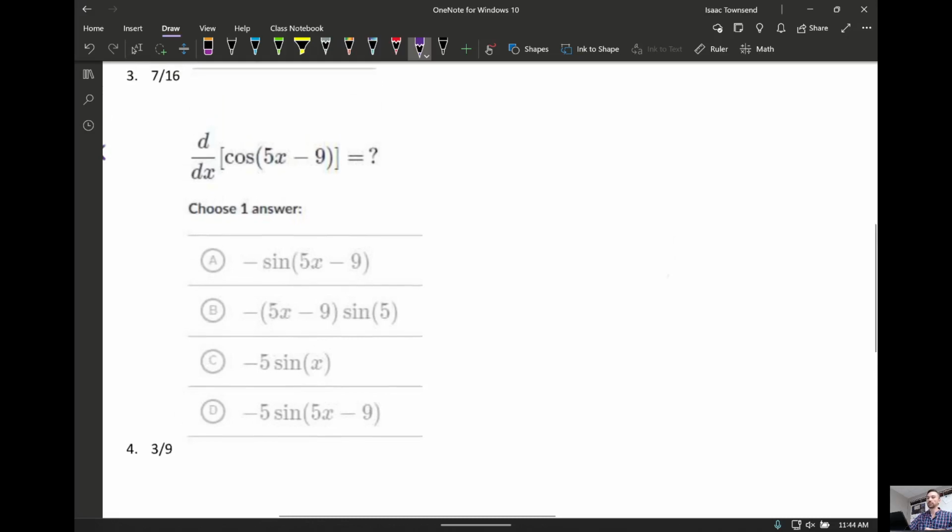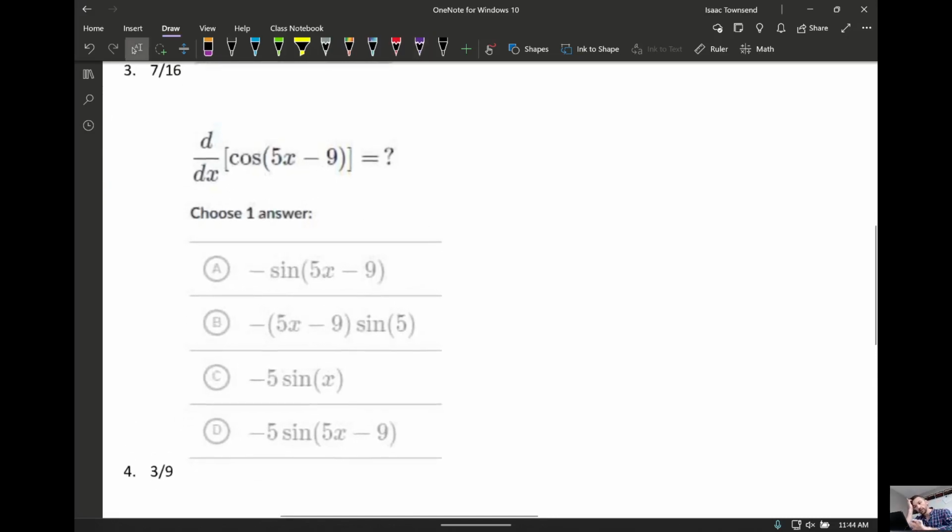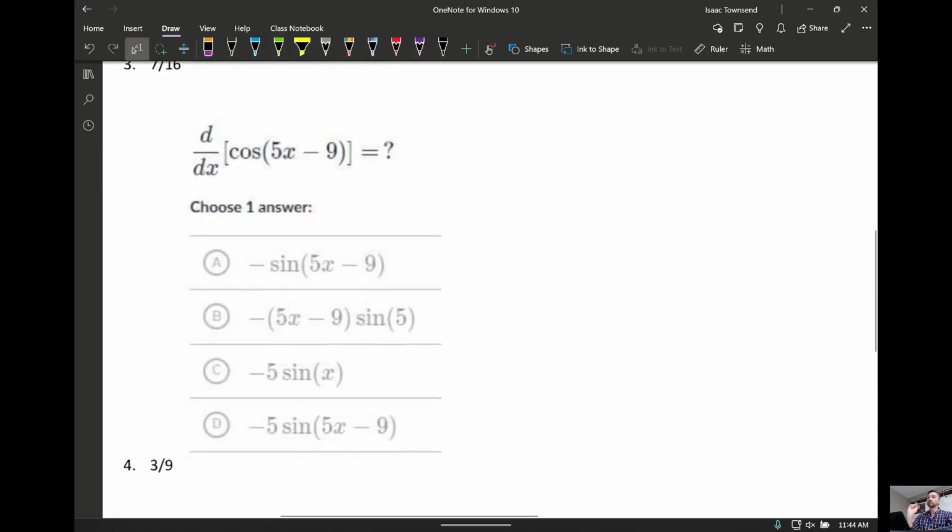Okay, and then number 4, 3 out of 9 people got this one. And I don't know, I thought this one was okay. What's the derivative of cosine of something? Negative sine of the something. It stays the same stuff. If it's an x, it stays x. If it's a 5x minus 9, it stays 5x minus 9.